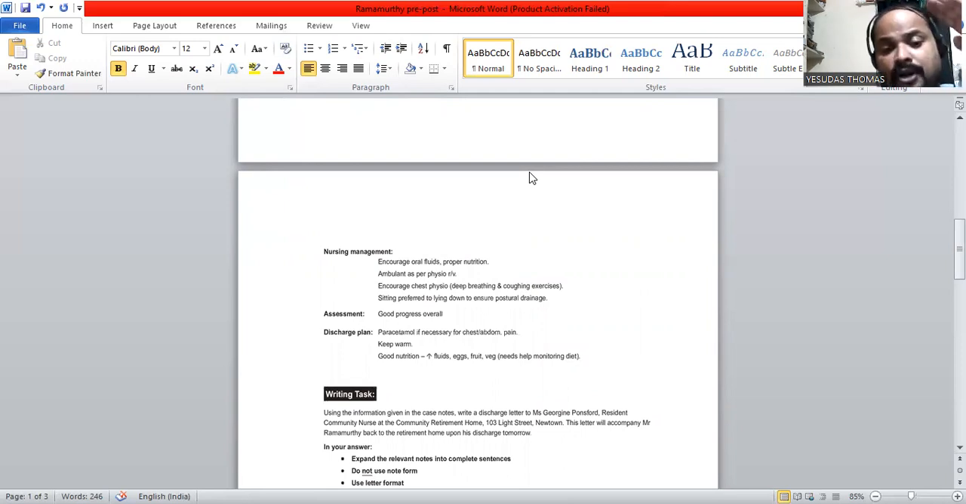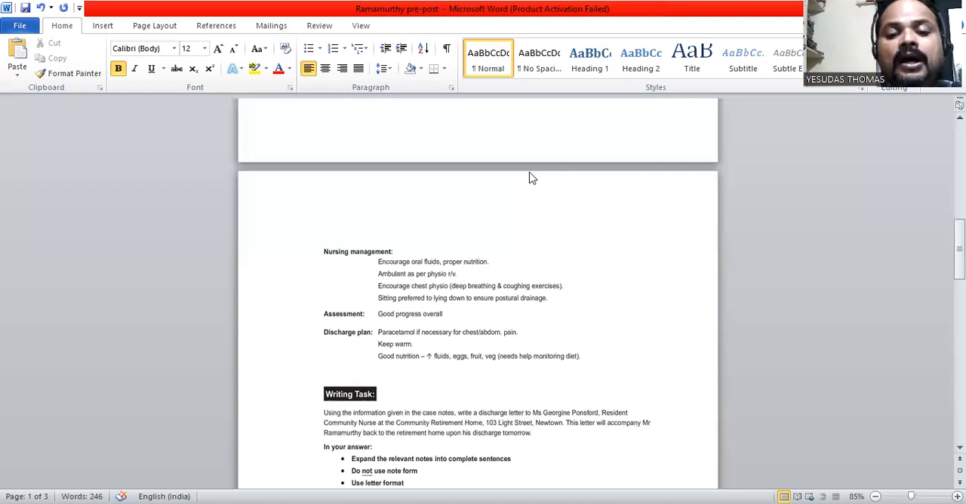So he is getting discharged tomorrow to the retirement home he was staying in, and this letter will accompany Mr. Ramamurthy while he is moving back to his retirement home. Ms. Georgine Ponswand, the resident community nurse, will be receiving this letter. As she receives Mr. Ramamurthy, she is going to read this particular letter.